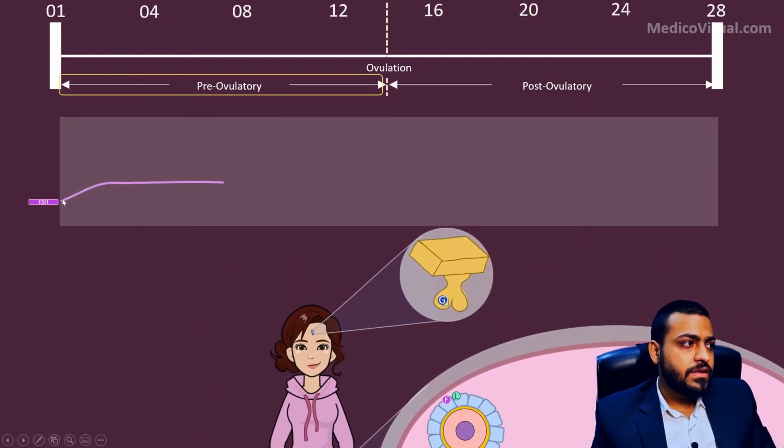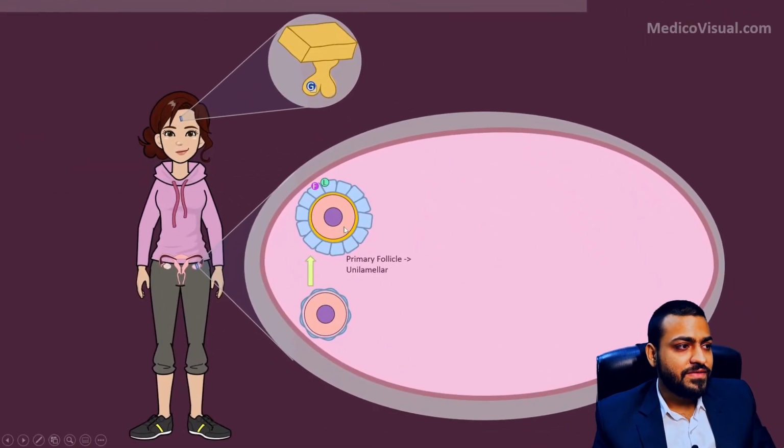So FSH was at this baseline, and then FSH started increasing. So here the level of FSH in blood increased, right? It rose up, right? Along with that, the level of LH also increased in blood, and as the levels of these two hormones increased in blood, they affected these follicles in the ovaries, right?